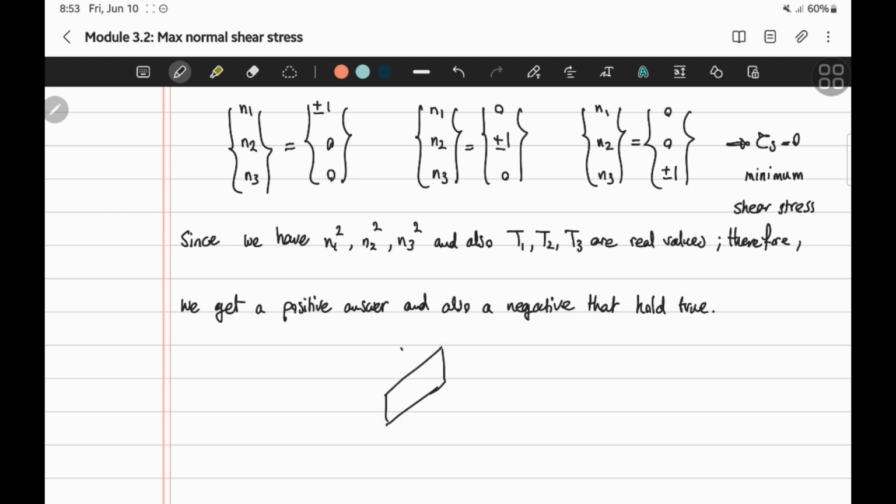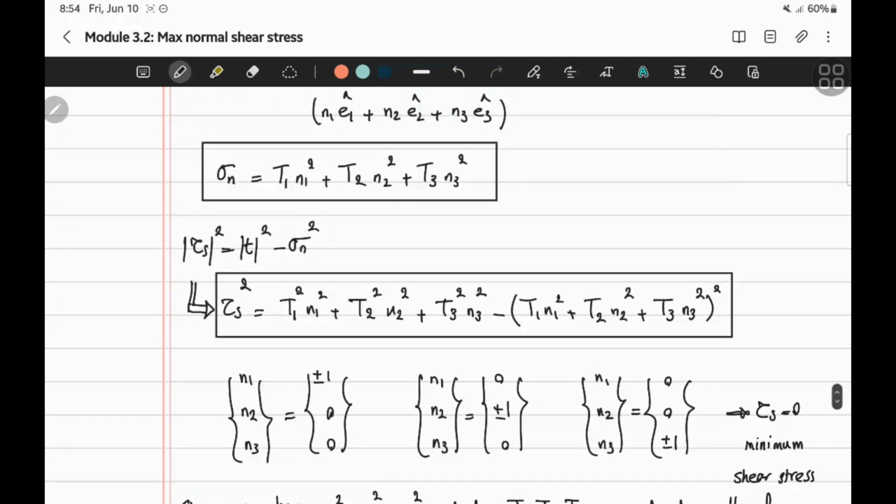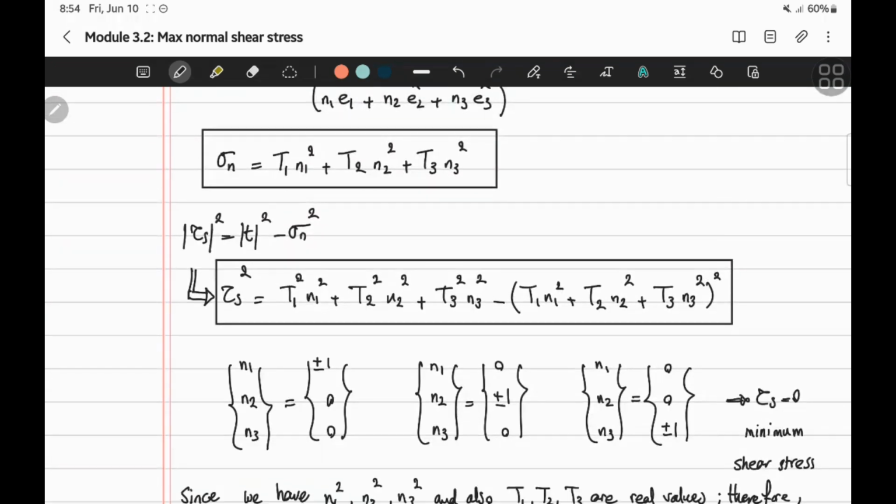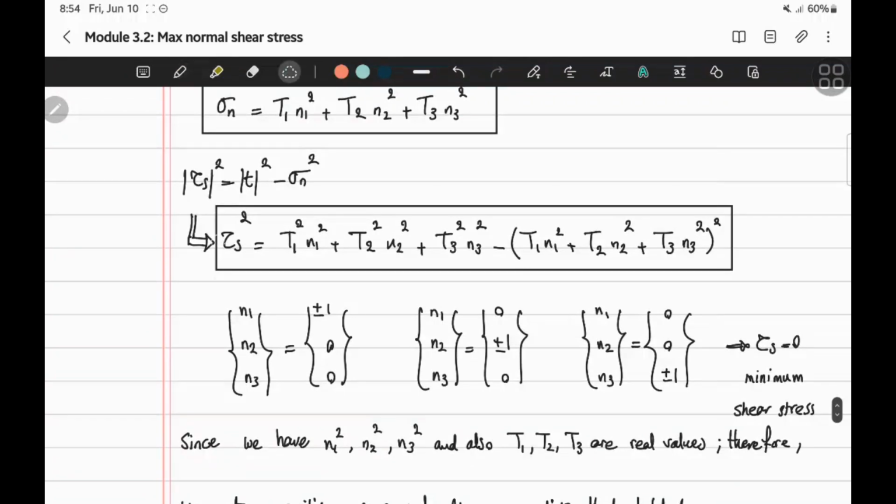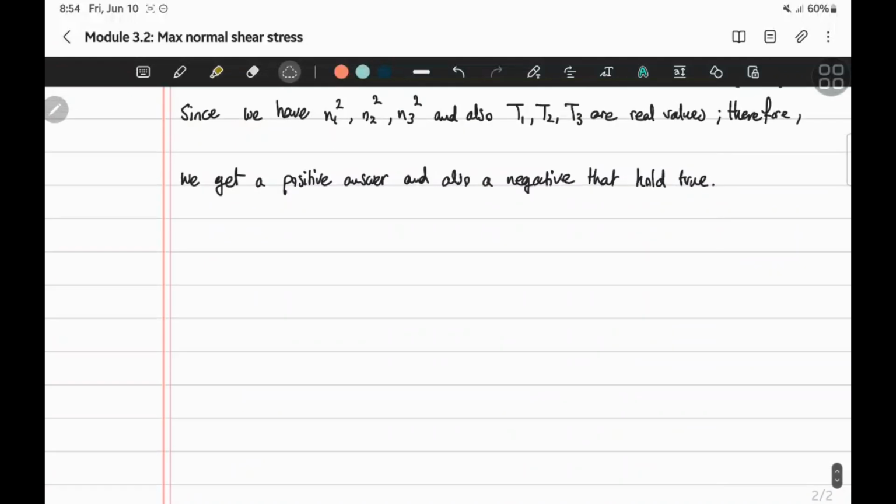So if you have a plane like this, one n is in this direction and another one is in this direction. So it is basically just one plane. So in order to find the maximum of this expression, let me just copy and paste this.